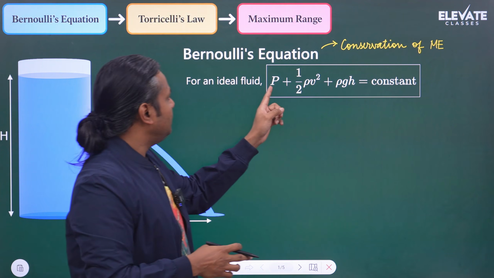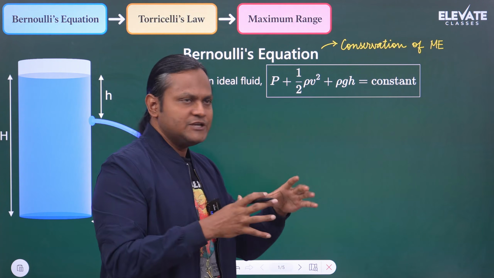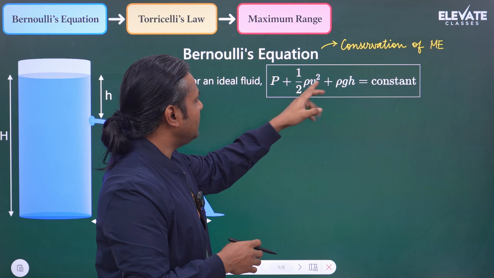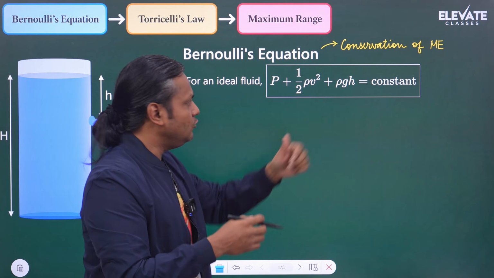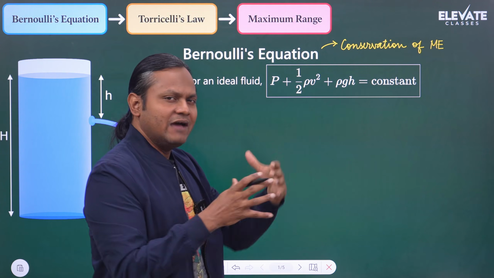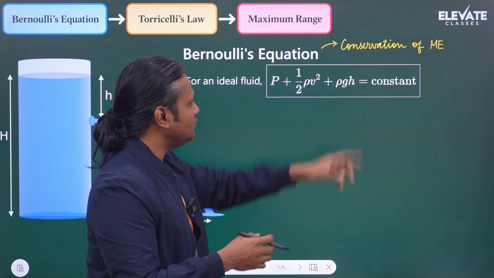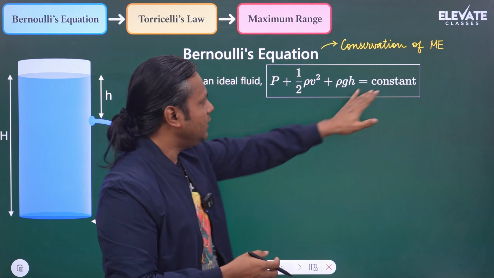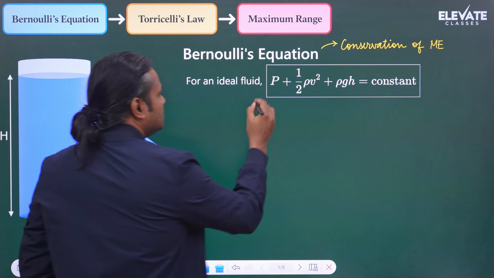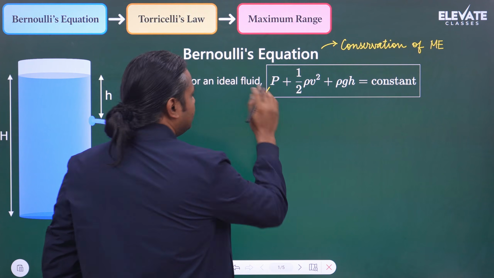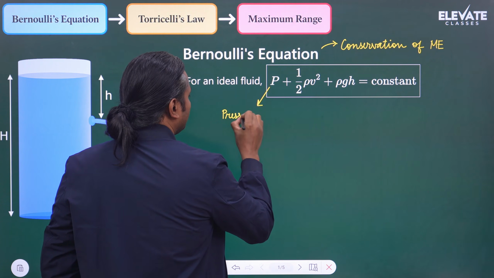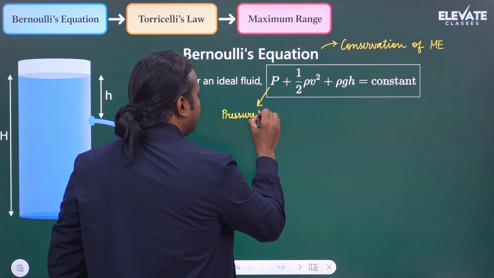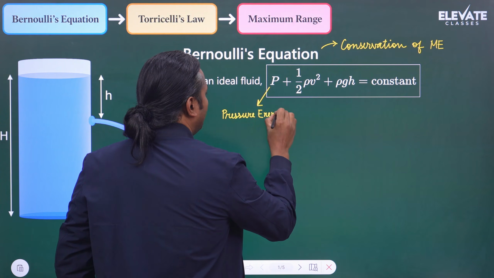equation, where capital P here is the pressure, half rho v square is the kinetic energy expression, rho being the density of the fluid, and rho g h is the gravitational potential energy expression, where rho is the density of the fluid. The right hand side is a constant. So you see here, the first term basically corresponds to pressure energy per unit volume.